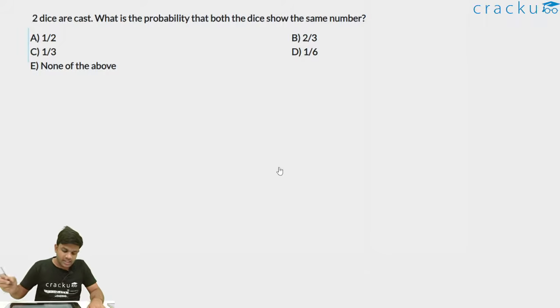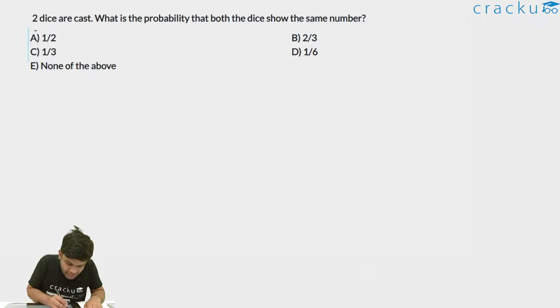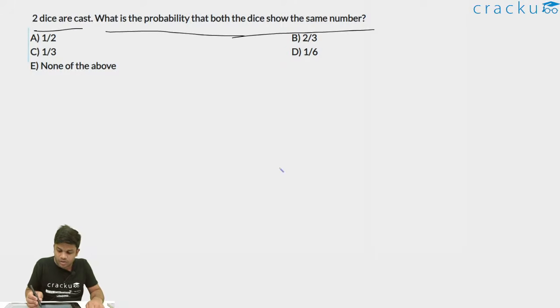So in this question it is said that two dice are cast. What is the probability that both the dice show the same number? So when two dice are cast, first we will talk about the total number of outcomes. So it can be 1 1, where the number 1 is on both the dice.